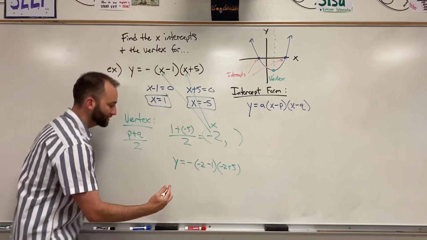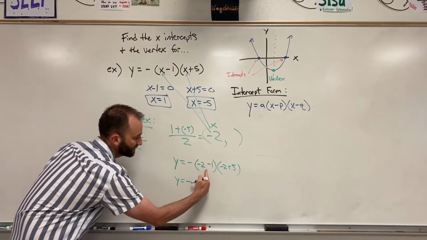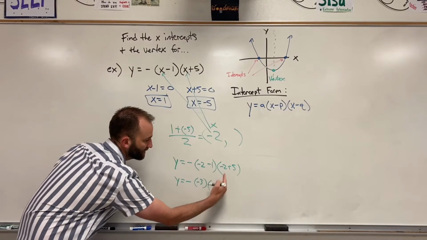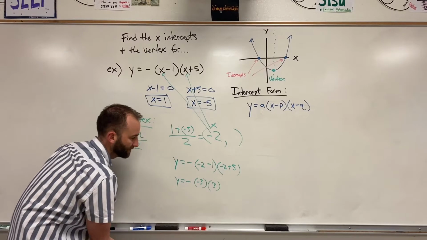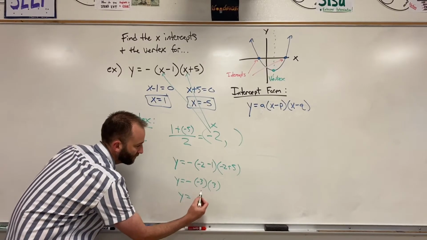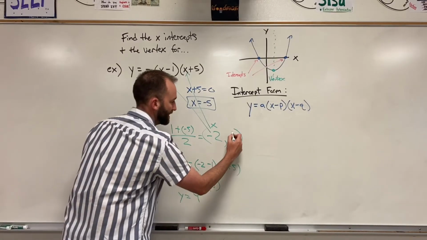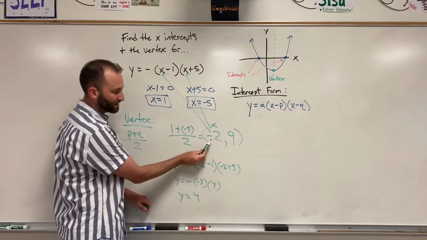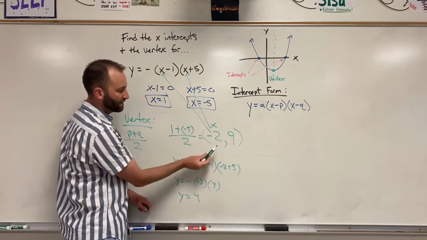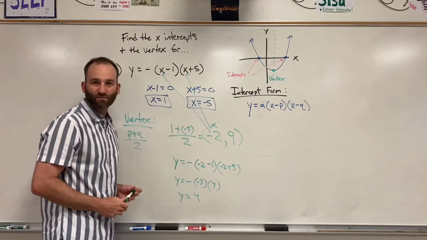Pretty easy problem to solve here. This is negative 3, and we need to multiply it by a positive 3. So now I have y equals negative 9 times a negative, which gives me positive 9. So my vertex is located at negative 2, 9, and I have 2 x-intercepts right here.